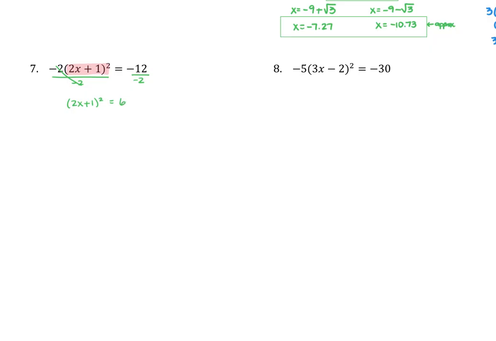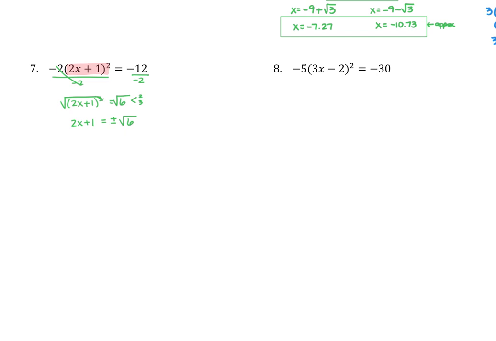Now my squared term's alone, so I'm going to take the square root. If I try plugging the square root of 6 in my calculator, it's going to give me a decimal, so I'm going to leave it as a radical. This can't break down to create a pair because it only breaks down to 2 and 3. So then I'm just going to leave it as the square root of 6.